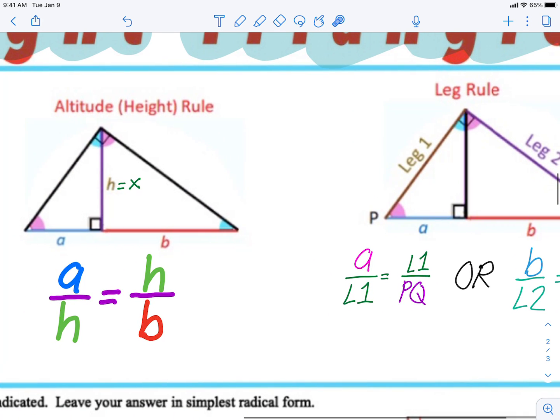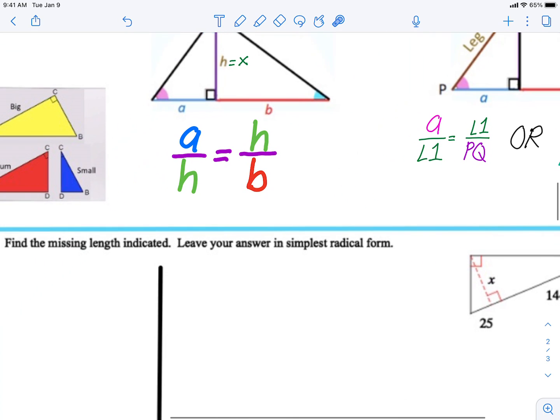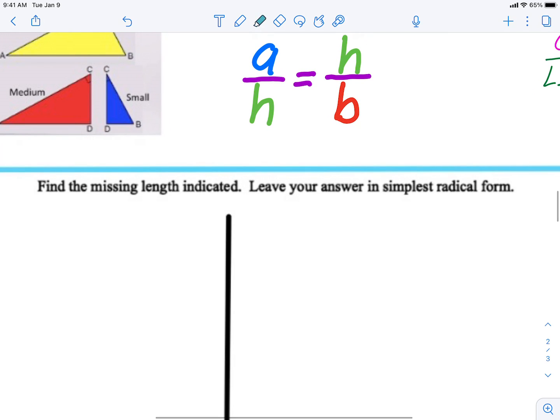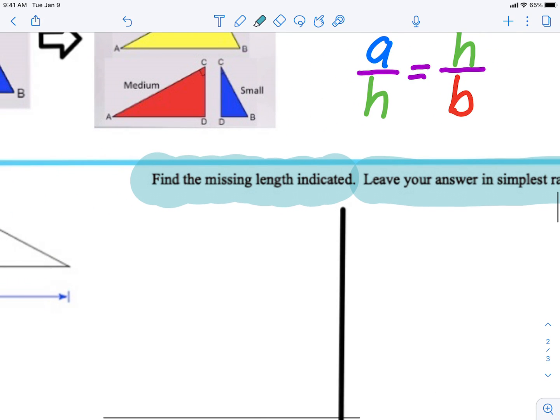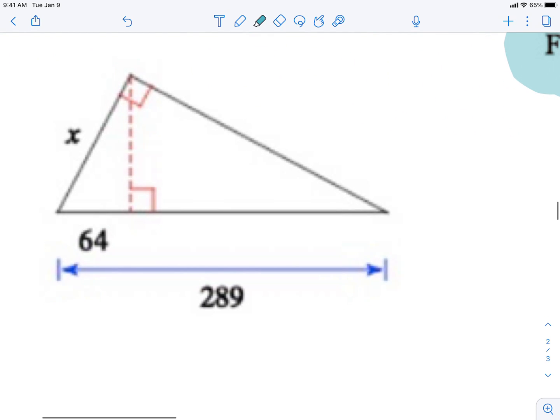And first, we talked about the altitude rule. So these are the three things we're going to use to do our assignment. Okay, let's take a look at how we're going to use these. The instructions on here say, find the missing side indicated. Leave your answer in simplest radical form. We're going to talk about that. I'm going to show you.